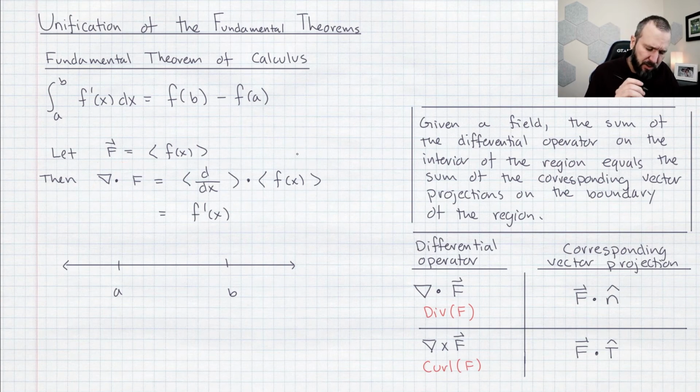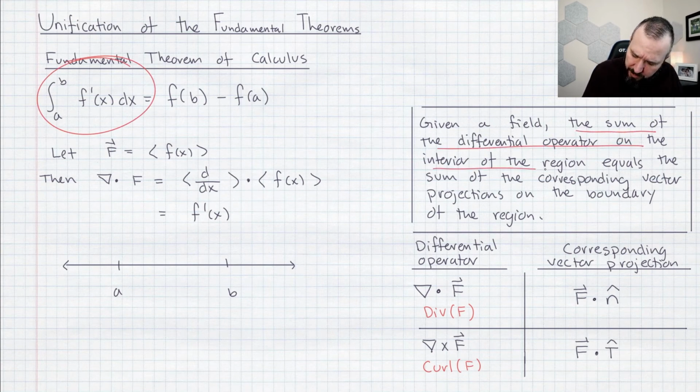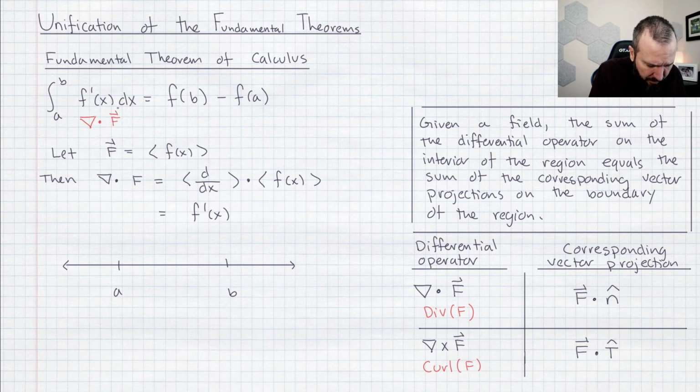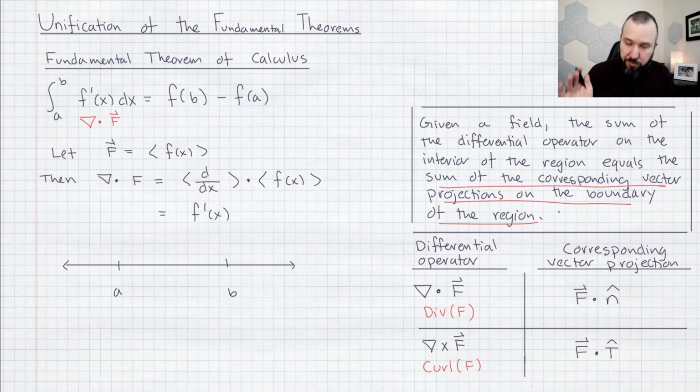So that's what you have there. You have f prime of x. So actually, this left-hand side here does follow this: the sum of the differential operator everywhere on the interior of the region. That is what you're doing in the fundamental theorem of calculus. So actually, this f prime of x right there is really a simplified form of the divergence. Now let's check the second half of this statement. The second half says you need to calculate the sum of the corresponding vector projections on the boundary of the region.